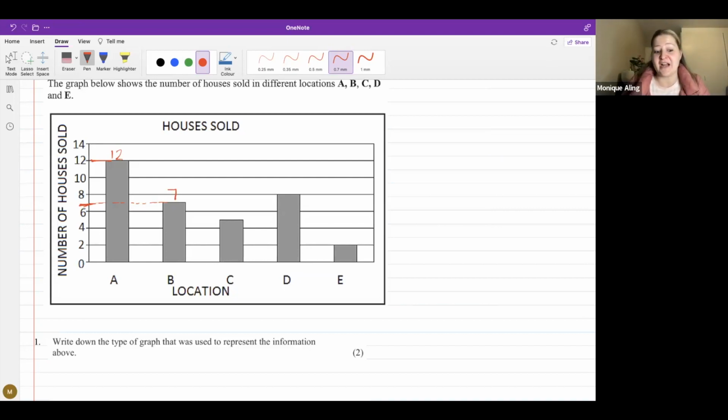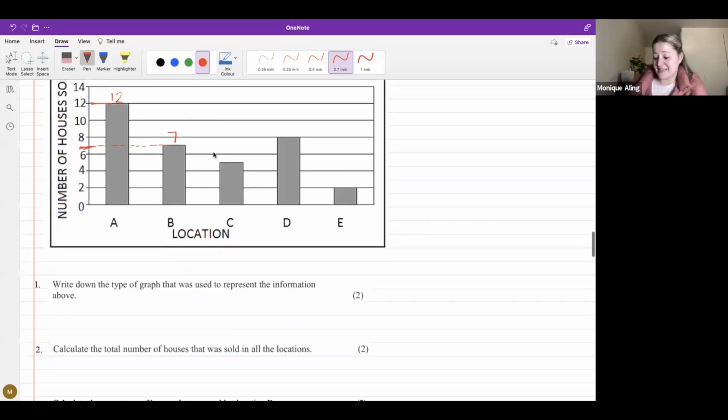Okay. Question 1 says, write down the type of graph that was used to represent the information above. Hopefully we all get this one right. What kind of graph are we looking at? Fantastic. It is indeed a bar graph. So as you can see, it's quite common for them to ask the type of graph they've given you. Okay, for 2 marks. So please make sure you know the difference between the two. It's 2 free marks.